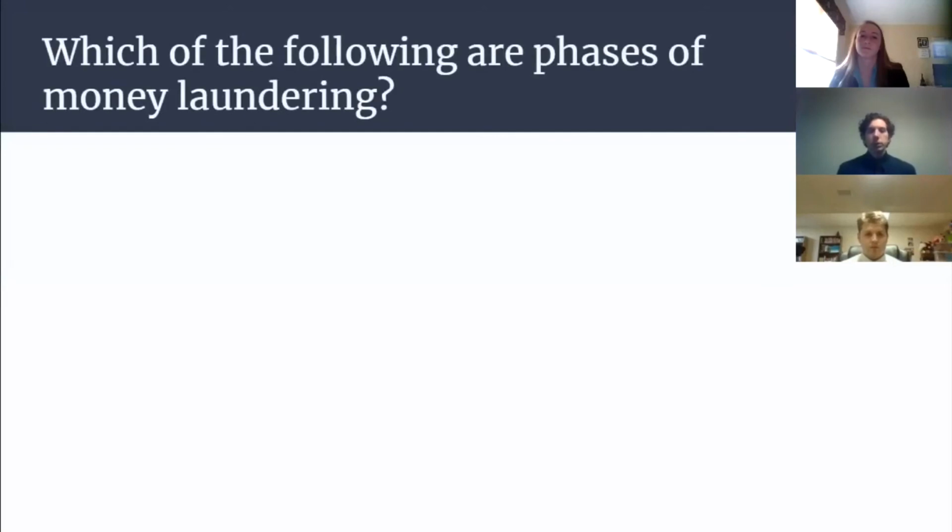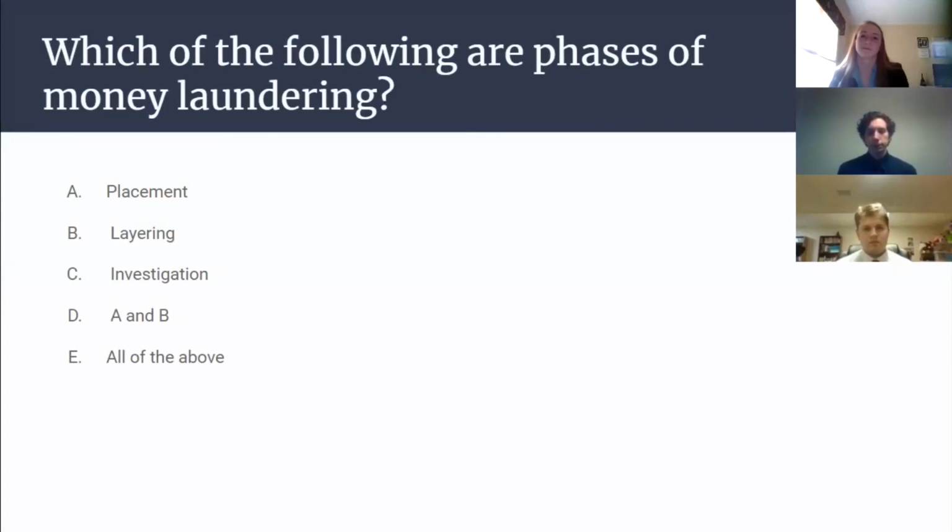The third question is, which of the following are phases of money laundering? A, placement, B, layering, C, investigation, D, A and B, or E, all of the above? The answer is D, both placement and layering.